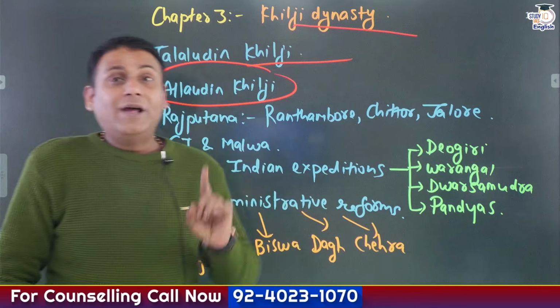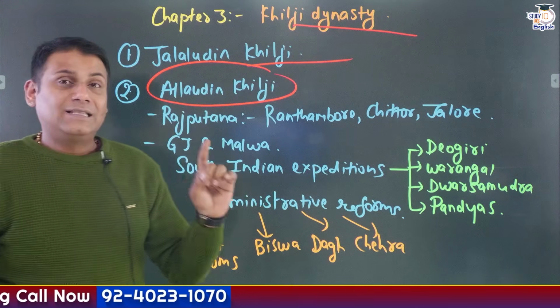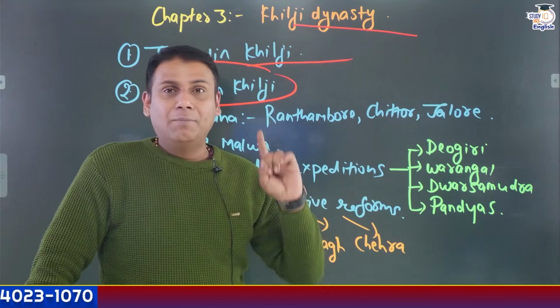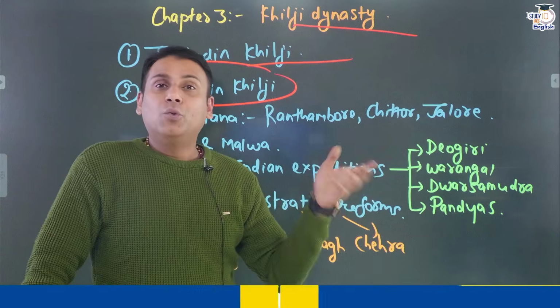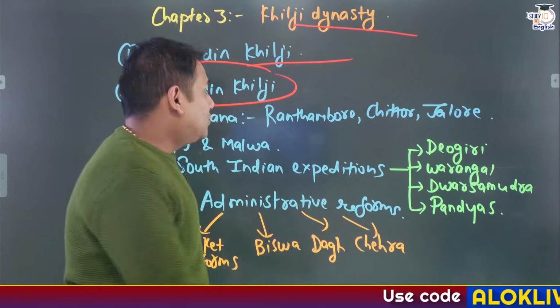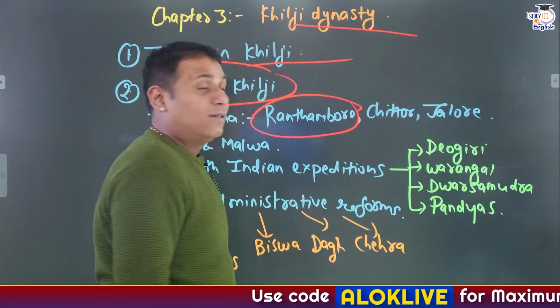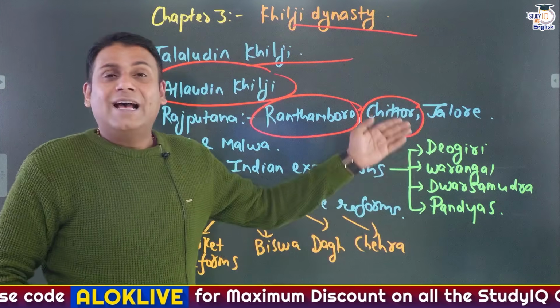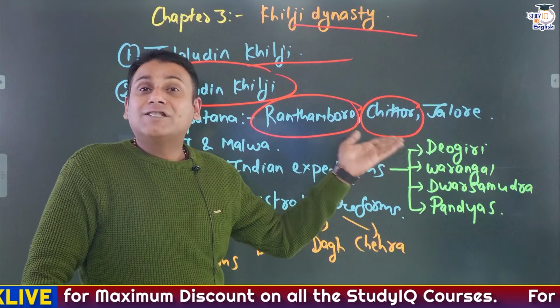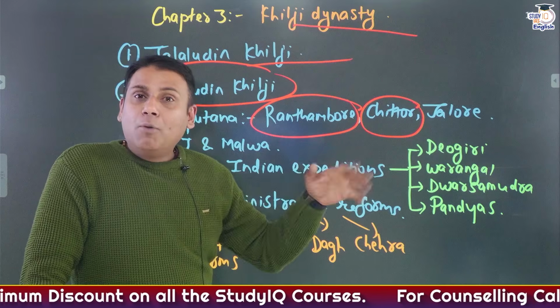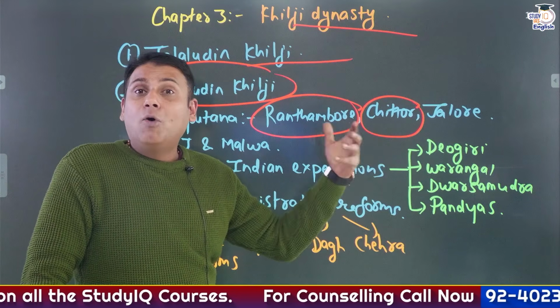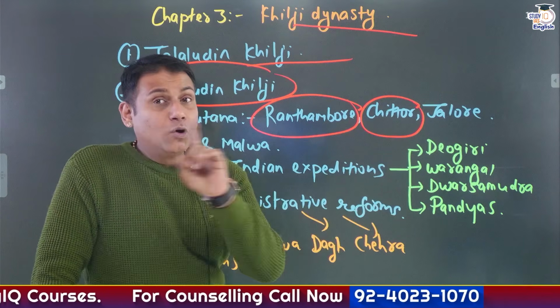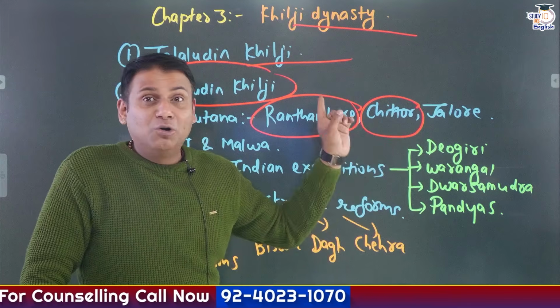So study about the expeditions of Alauddin Khilji, precisely his expedition over the region of Gujarat and Malwa, his policy towards Rajputana, the conquest of Ranthambore fort from Hamir Dev, and Chittor from Raja Rawal Ratan Singh, and this has been depicted in a book called Padmavat. The book Padmavat was written by Malik Muhammad Jayasi. It was not written during the time of Alauddin Khilji.